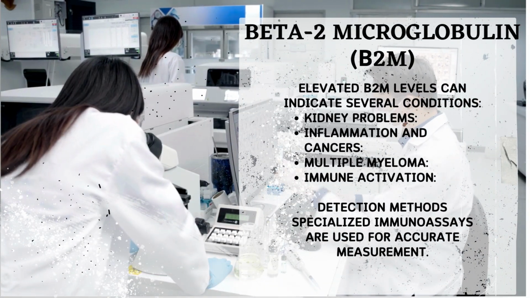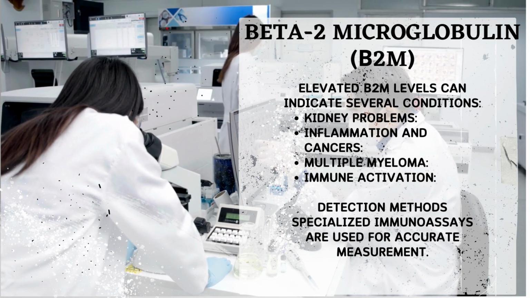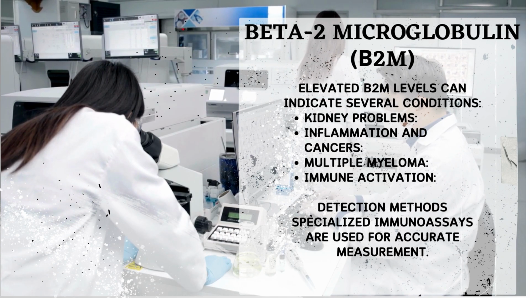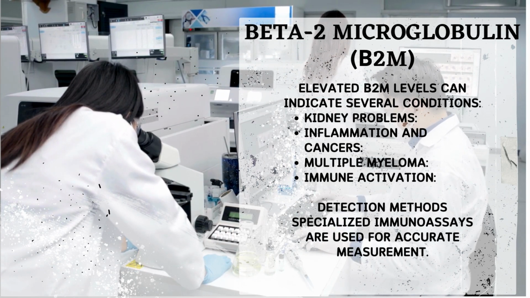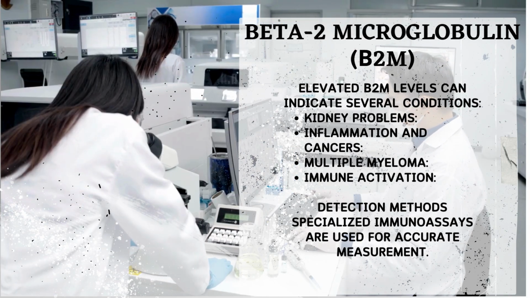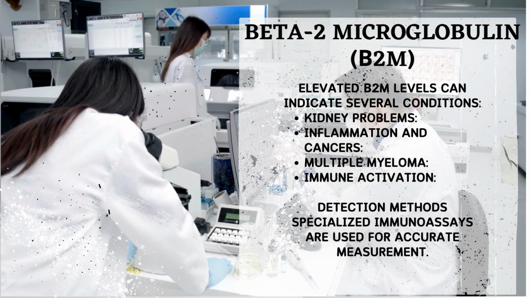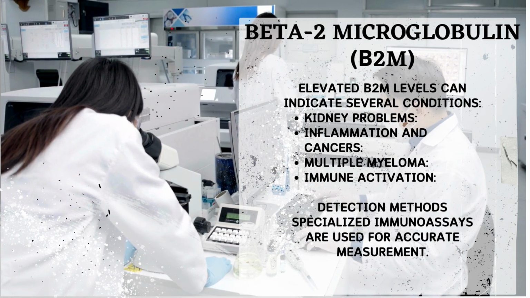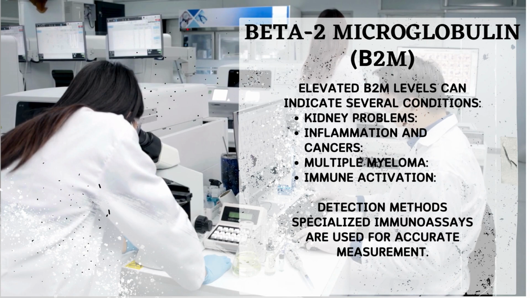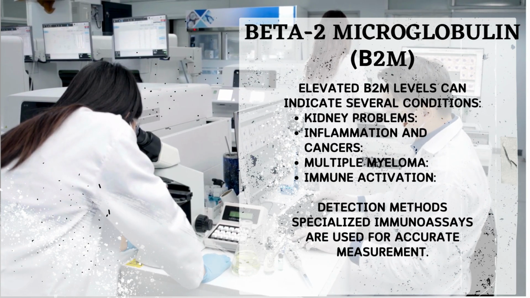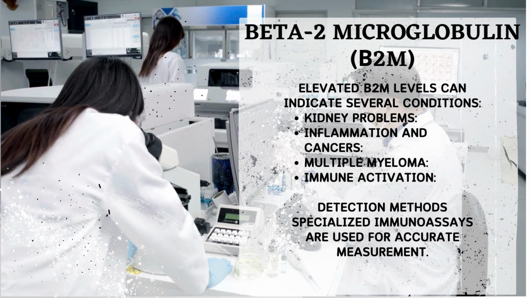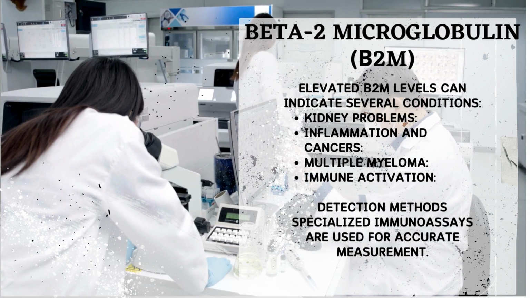Elevated beta-2M levels can indicate several conditions. Kidney problems: when the kidneys are compromised, beta-2M clearance is impaired, causing a rise in blood levels. Inflammation and cancers: inflammatory states and certain cancers, especially those involving B lymphocytes, can also lead to increased beta-2M production and higher blood concentrations. In chronic lymphocytic leukemia, a B-cell cancer, high beta-2M predicts a poorer prognosis. Multiple myeloma: blood beta-2M measurement is used as a staging tool for multiple myeloma, another B-cell cancer.